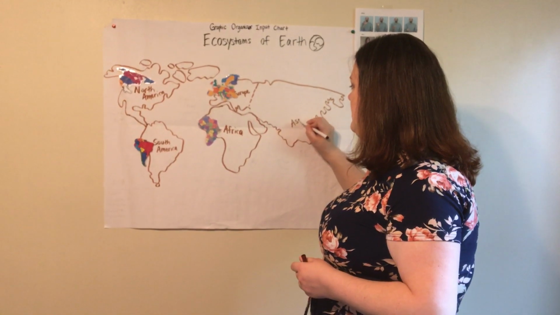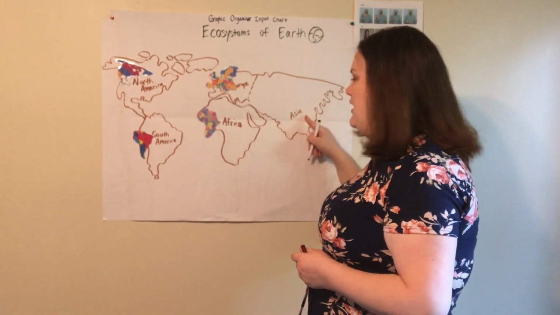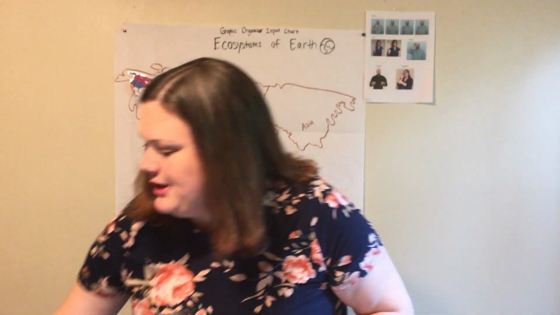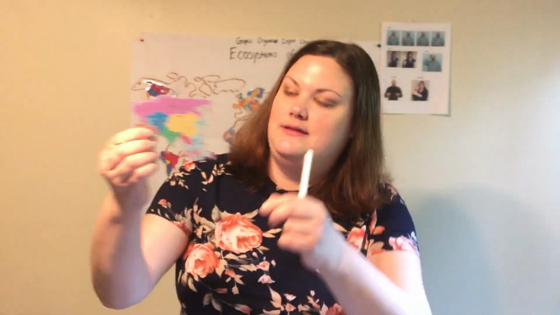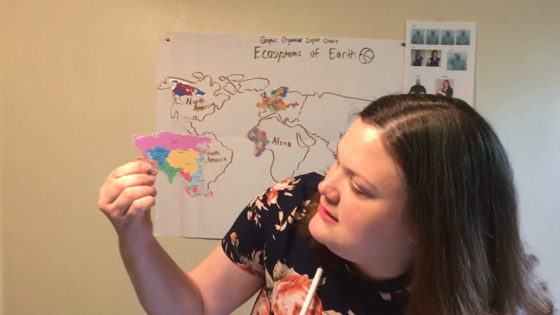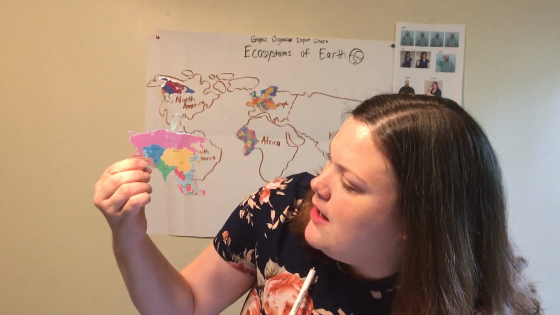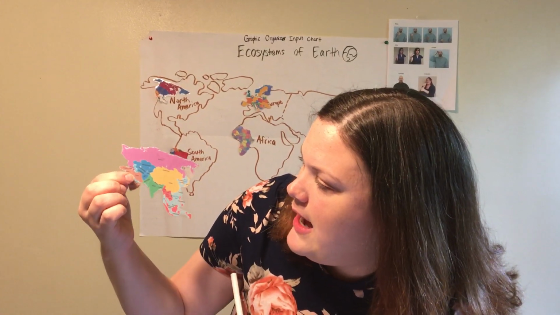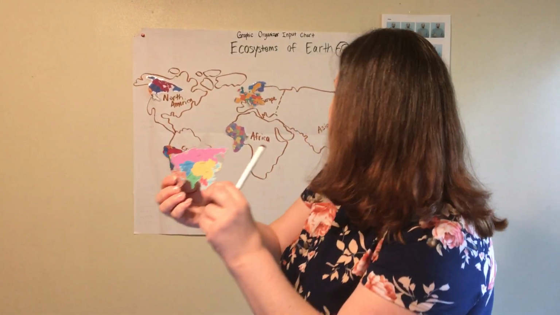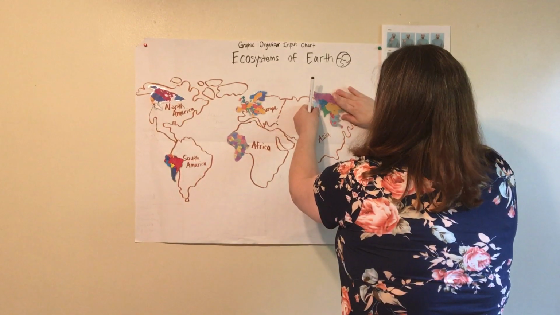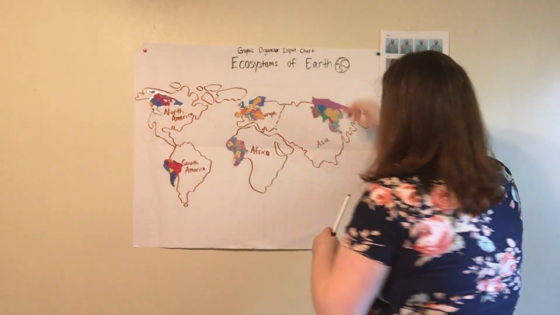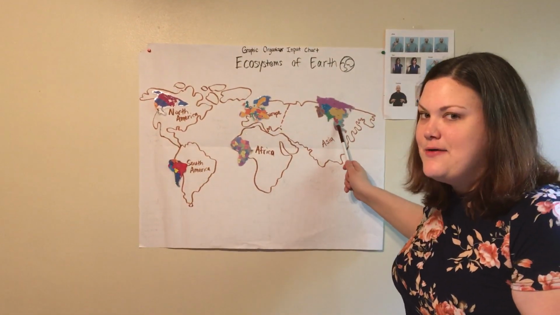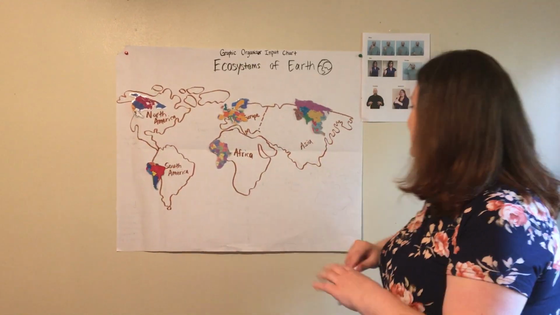Read it with me. Asia. Here's the real Asia. It has a lot of countries. I see Russia. I see China. I see India. I see many, many countries. Oh, and Laos. I know that that's where Benjamin's mom is from.